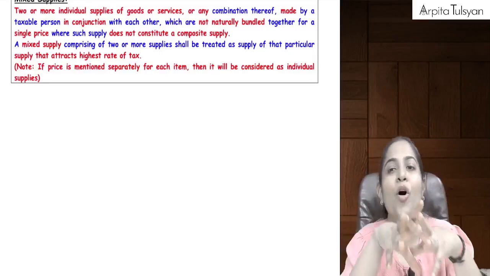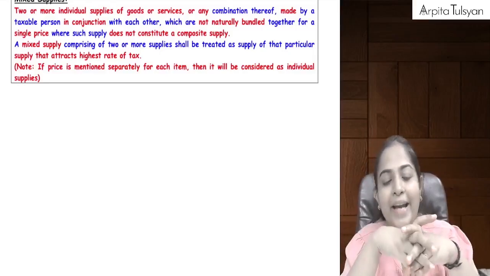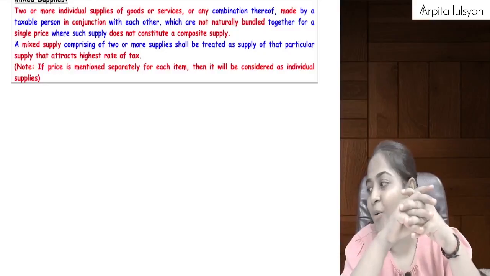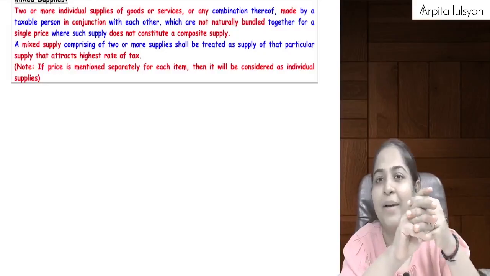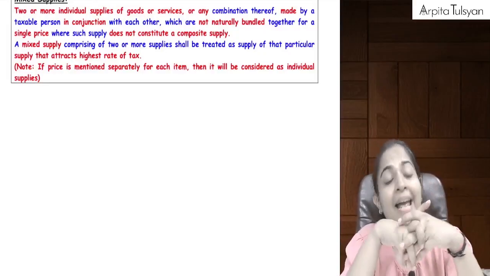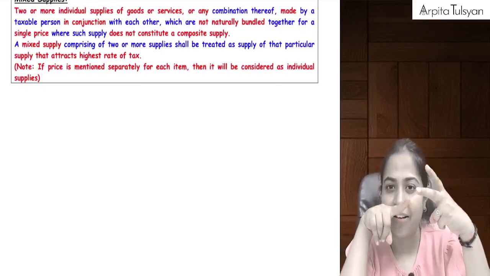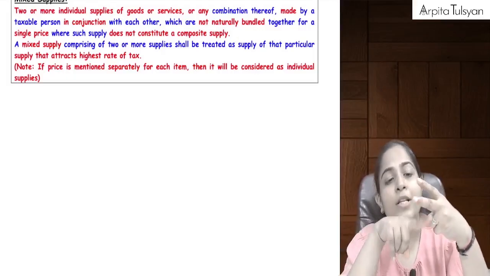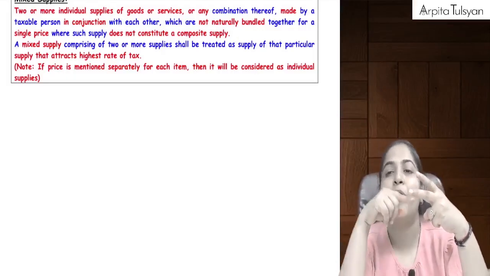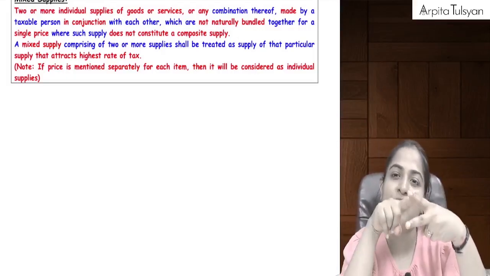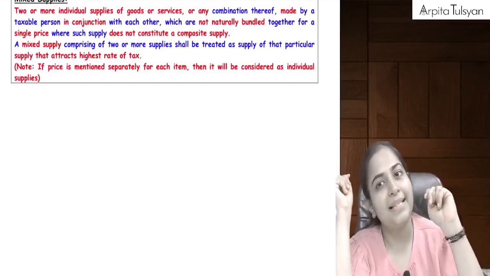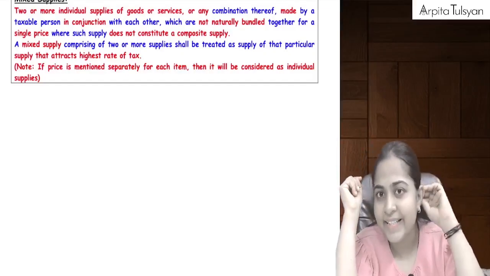So two or more taxable supplies which are done together and which are naturally bundled together in the ordinary course of business will be considered as a composite supply. And in a composite supply, one of the supplies will be the principal supply, and another one will be an ancillary supply. On the total amount, that rate of GST will be applicable which was there on the principal supply. Are you understanding this? Yes.